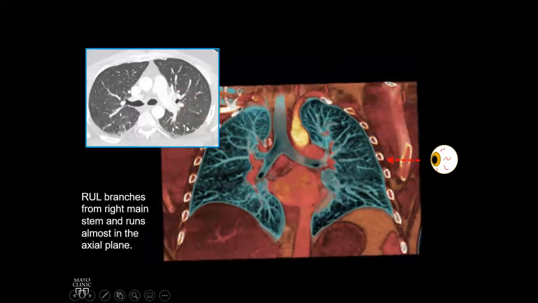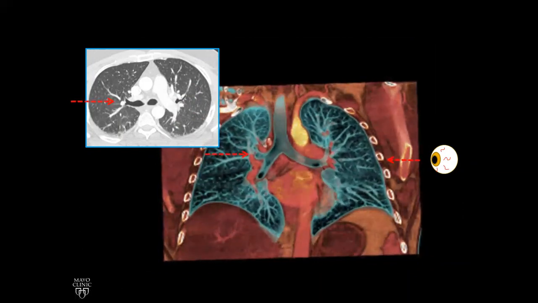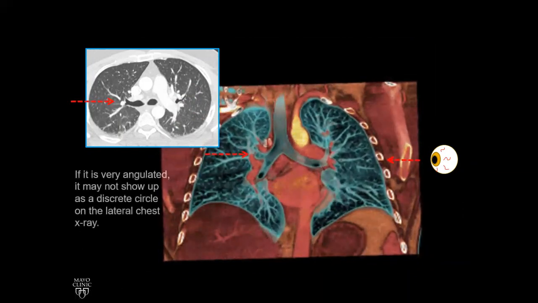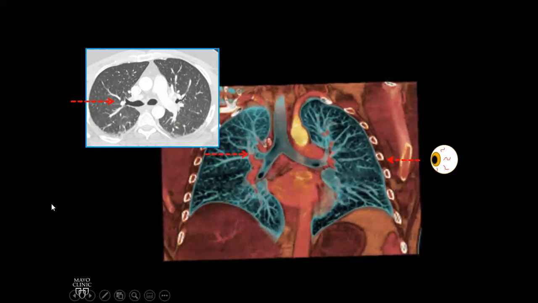So this is the axial CT scan from the same patient. This is this level right here. This is the right main stem. That's the right upper lobe bronchus. And you can see the right upper lobe bronchus runs almost in the axial plane. It runs almost straight left to right, which is why you see it end on as a circle. If it's very angulated, the way it is in some patients, if it's angulating more up and down, you won't see it as a discrete circle on the lateral chest X-ray.